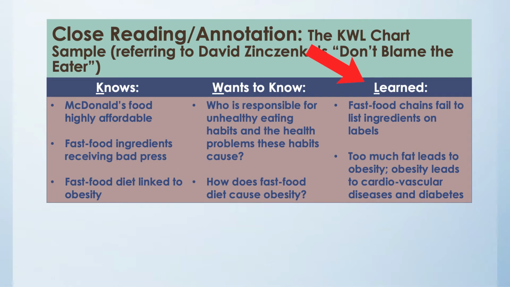Learned. For this step, you will need to read the text more carefully, keeping your questions from the wants to know column in mind as you read. See if you can find the answers to these questions as you read. As you find these answers, underline or highlight them so that you can keep track of which paragraphs they are in. Finally, write down what you've learned in the third column. For example, fast food chains make it harder for consumers to make educated choices about their calorie intake. Advertising and availability has a lot to do with our decisions about what to eat, etc.